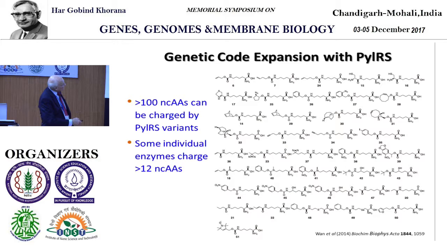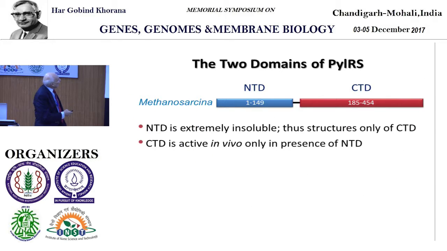This is just a small example of the over 110 non-canonical amino acids that can currently be charged with pyrrolysyl tRNA synthetase. And some individual enzymes, just an individual enzyme, will actually charge more than 20 of these non-canonical amino acids and insert them into protein. So I'm referring to something that was just published in a December issue of Nature Chemical Biology.